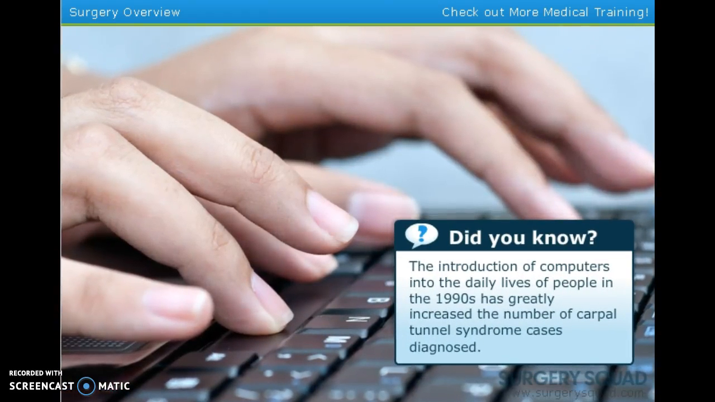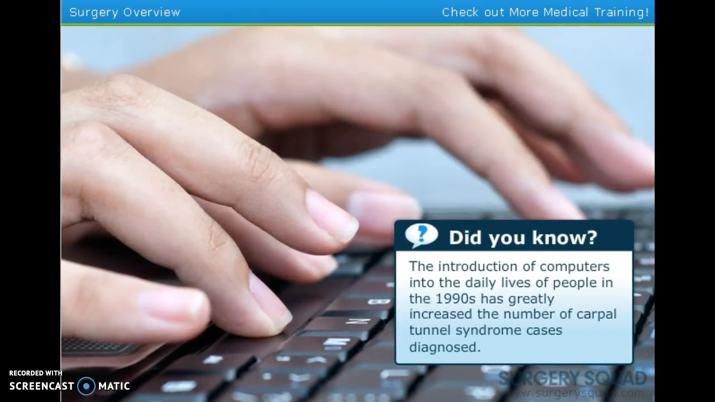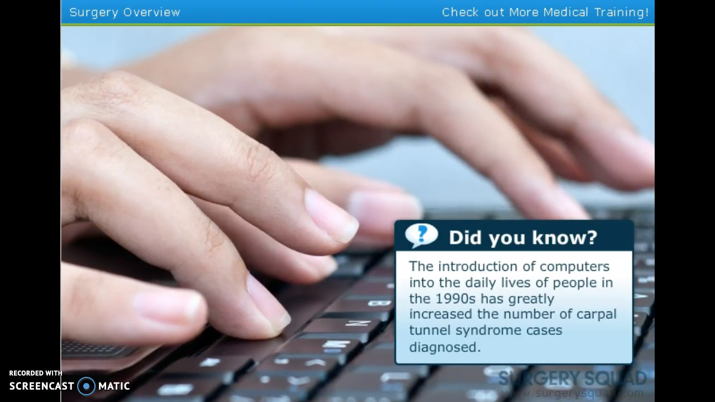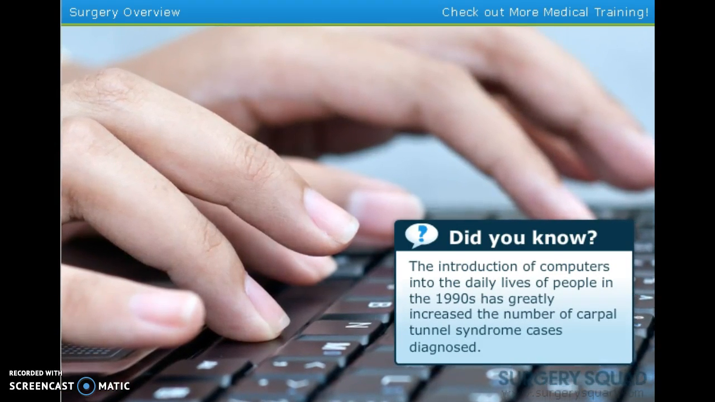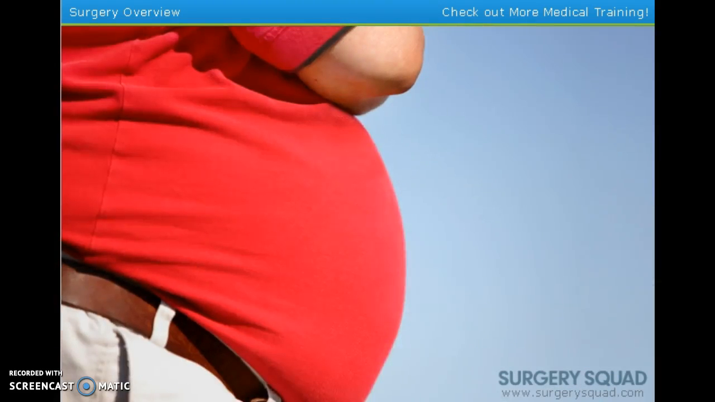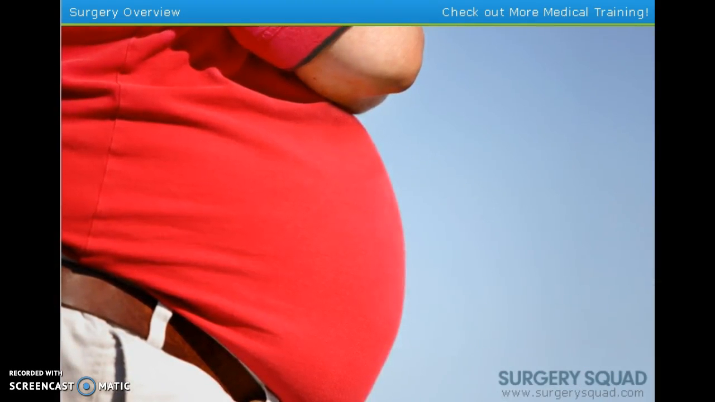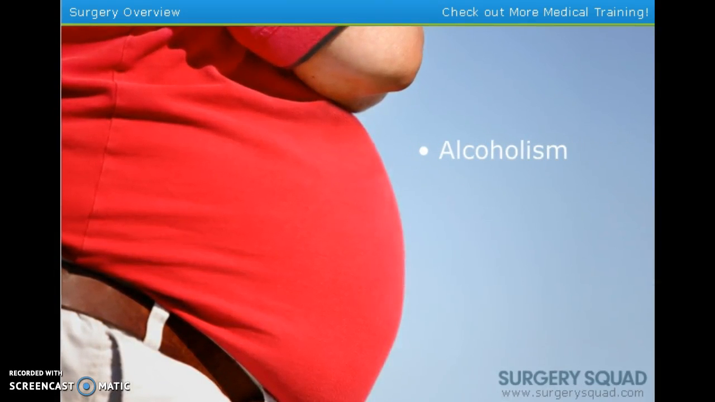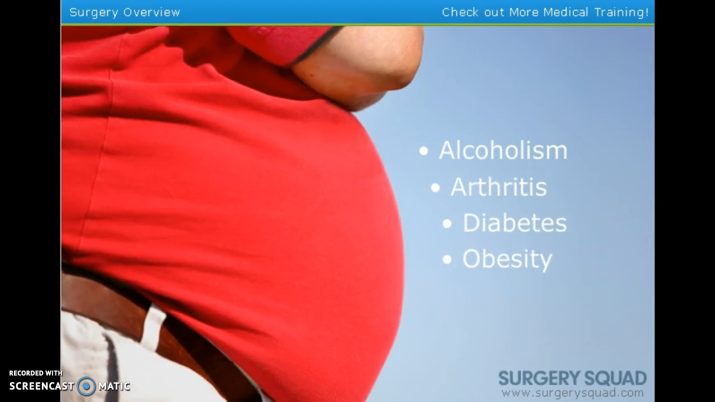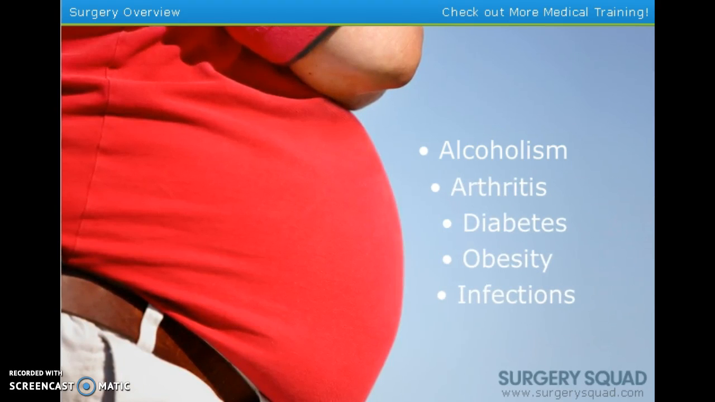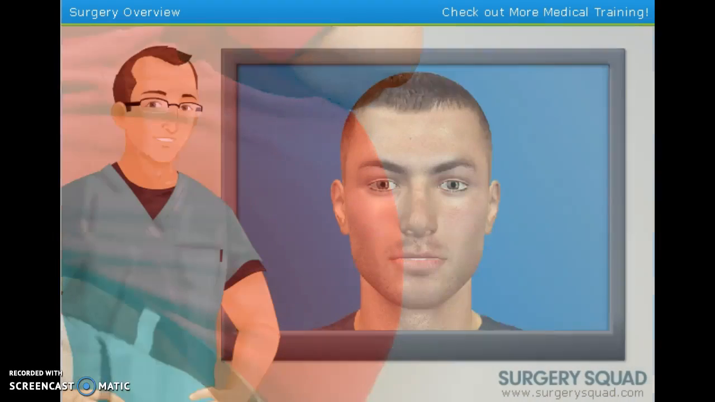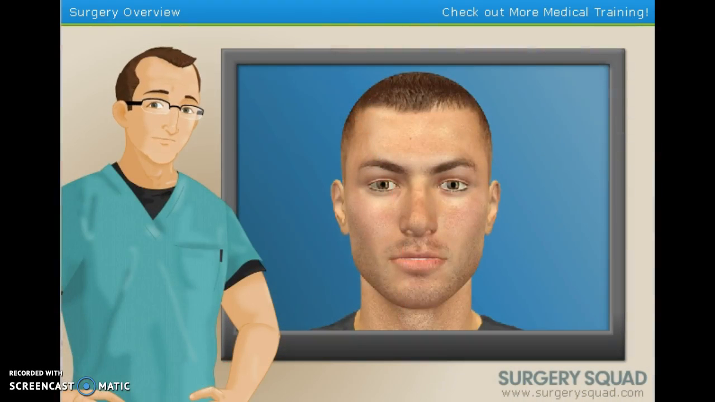Performing repetitive motions with the hand or wrist over a long period is the main cause of carpal tunnel syndrome, and the condition is more commonly seen in women than men. Researchers have also discovered that other medical problems such as alcoholism, arthritis, diabetes, obesity, and infections could also lead to carpal tunnel syndrome. Today we'll be operating on a patient who has been diagnosed with carpal tunnel syndrome after experiencing numbness and weakness in the palm of his hand and thumb. Now let's put on our gloves and get started.